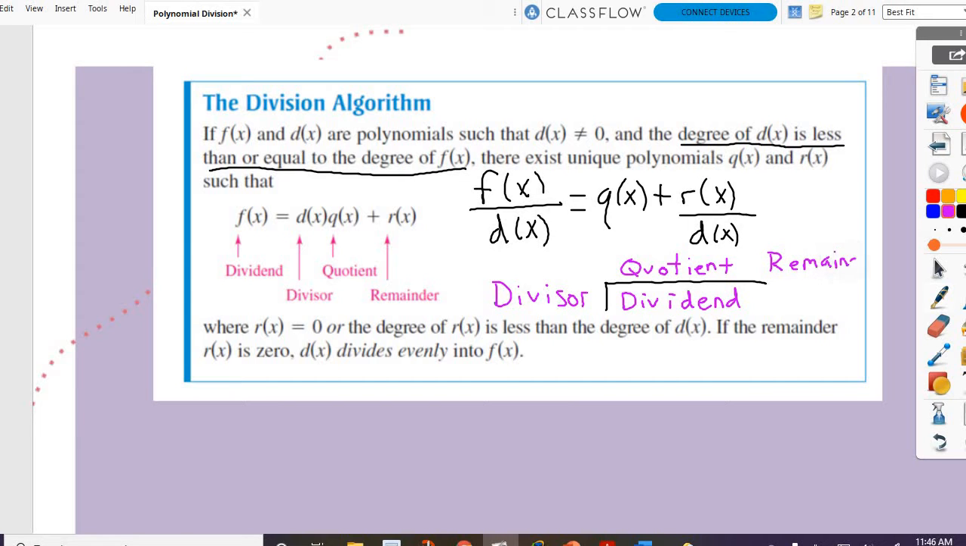This long division stuff. Didn't we learn this in like 5th grade? With normal numbers, yes. And we're going to look at an example of that right now.